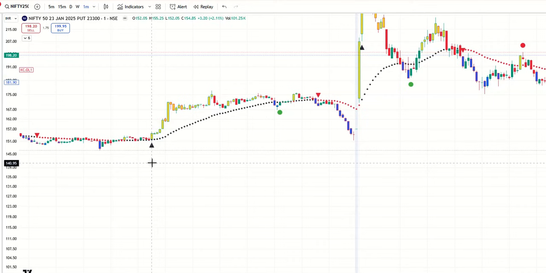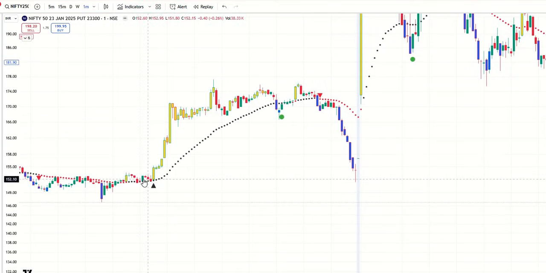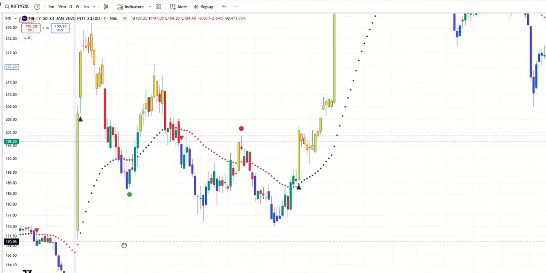Are we looking at taking a trade in the 23,300 PE at 215 on 16th Jan? Looking at this indicator, if I zoom in a little, this is flat and you see the momentum is shifting towards positive. It gives additional confirmation and confidence to take the trade. That is what this indicator will help with. Now I will take a PE example.